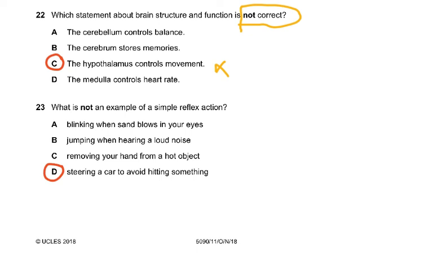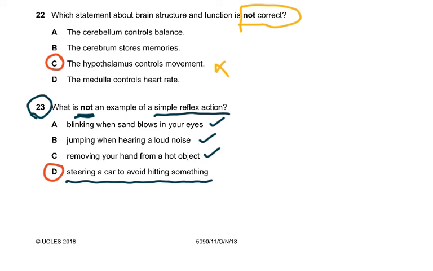Then coming on to question number 23. What is not an example of a simple reflex action? Steering a car to avoid hitting something. Now look at the other ones which are correct. Blinking when sand blows in your eyes. There's a stimulus and then there's a response. Jumping when hearing a loud noise. There's a stimulus and there's a response. Removing your hand from a hot object. You touch something hot, stimulus, response.